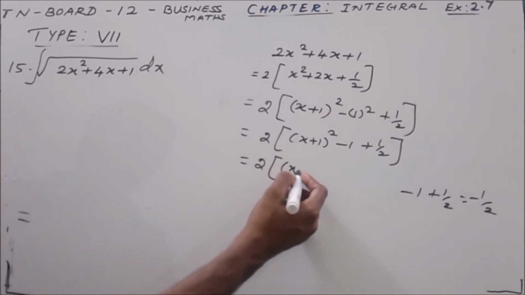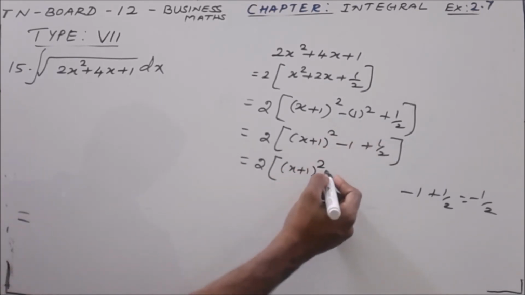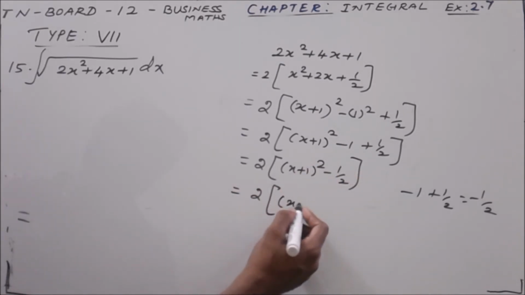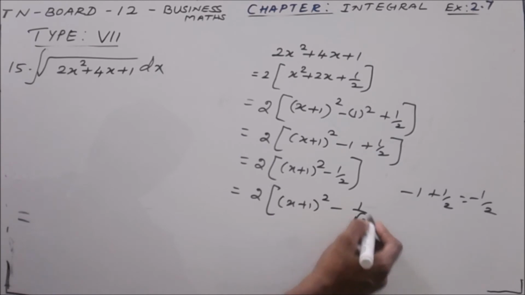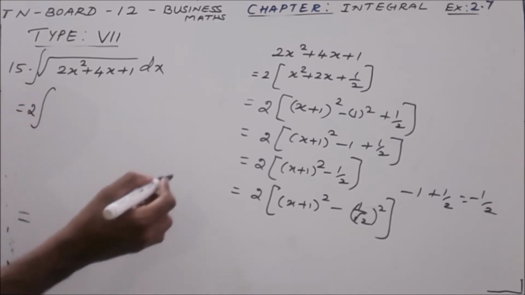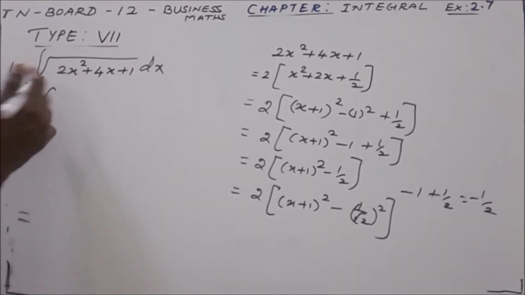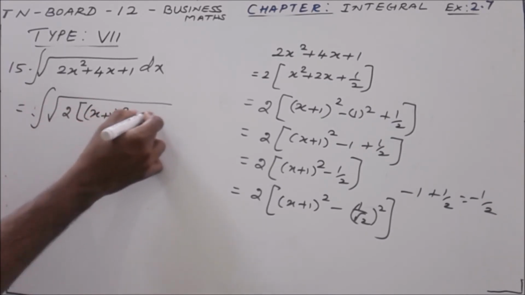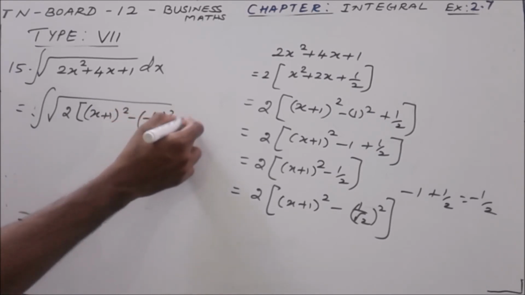Then minus 1 plus 1 by 2 equal to minus 1 by 2. 2 into (x plus 1) whole square. Simplifying these two, we will get minus 1 by 2, which is equal to 2 into, converting it as square, (x plus 1) whole square minus (1 by root 2) whole square. That's all. Now we have simplified the given quadratic as a difference of two squares. Now substituting here, that is equal to integral root of 2 into (x plus 1) whole square minus (1 by root 2) whole square into dx.